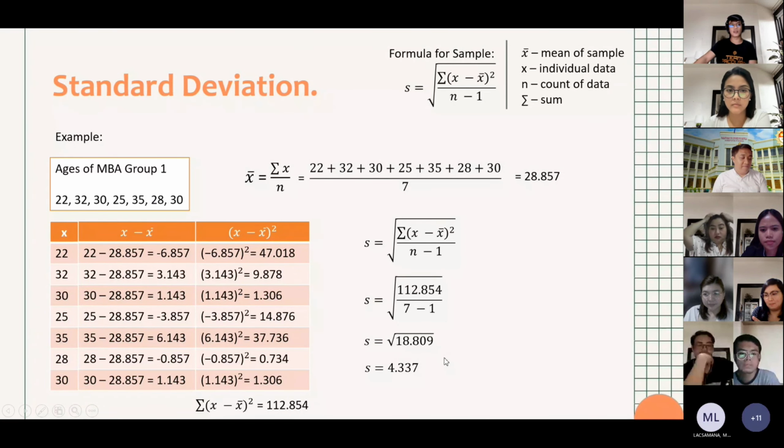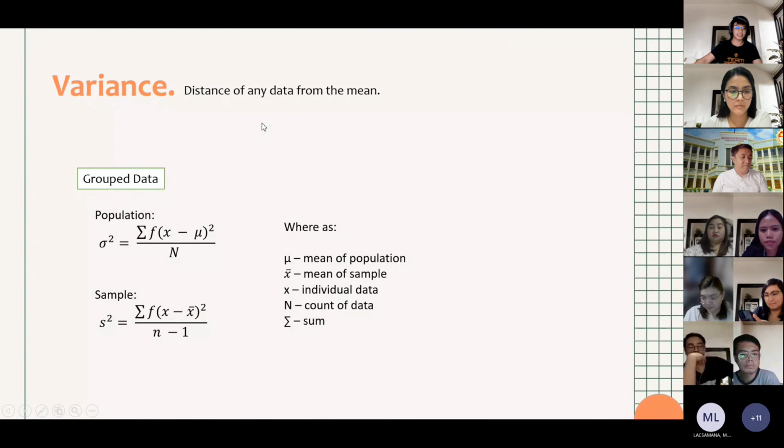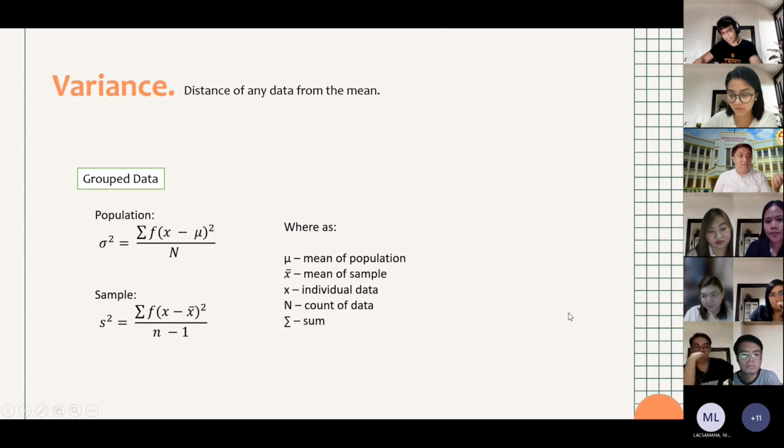Yes. Okay. So now let's go back to variance naman. So kanina, ungroup tayo. So sa question ni Ma'am Christel, kanina, ungroup tayo. Ngayon sa group naman, which will be discussed by Ms. Gemmalyn Labaria.